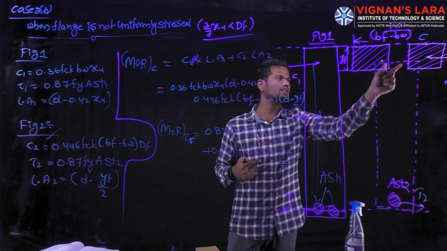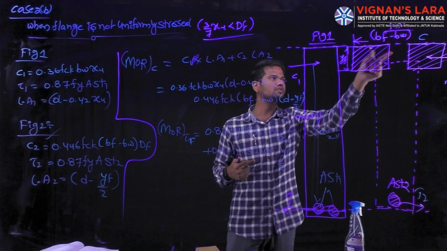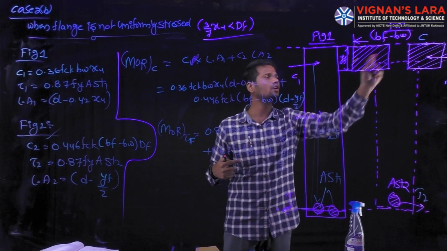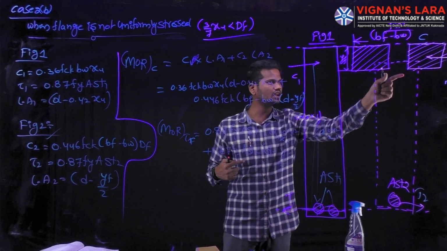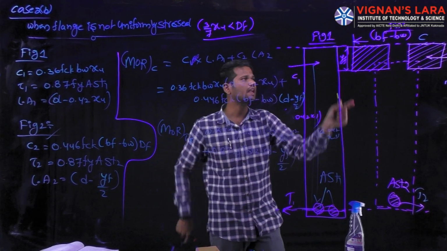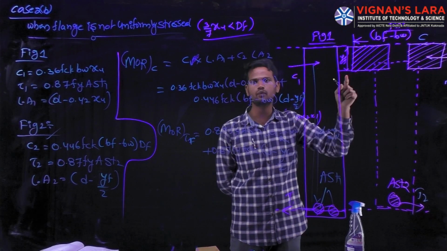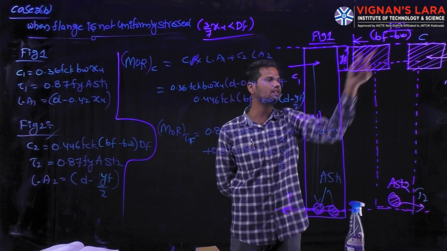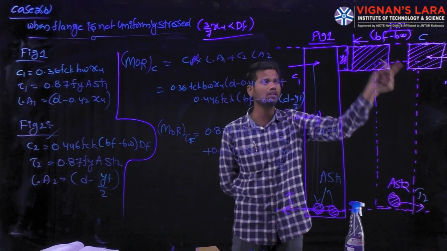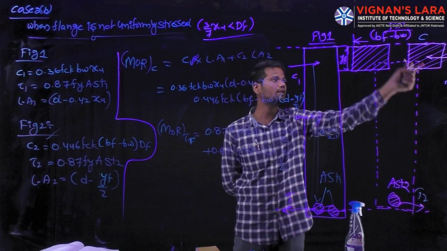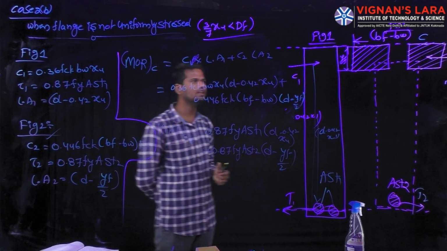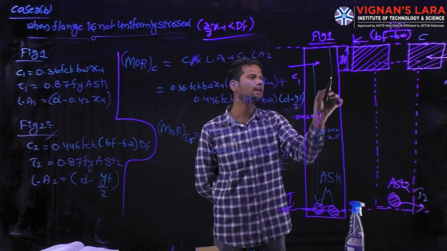And again, if you see here, this is the width of the web. From this width of the web, we know the total width of the flange, BF. We have already calculated this width of the web, hence we are calculating the remaining portion of the flange. That remaining portion of the flange is nothing but BF minus BW.